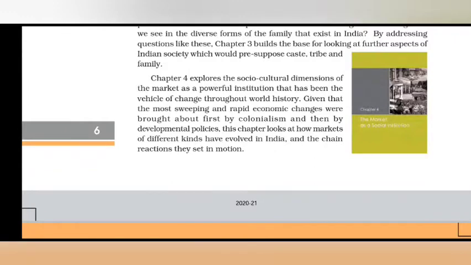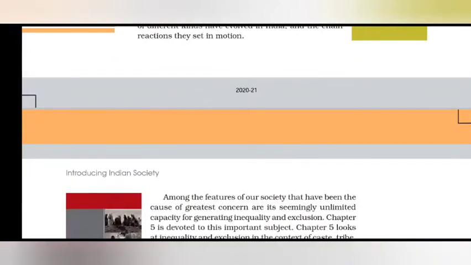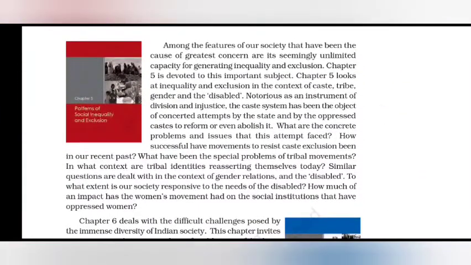Chapter 4 explores the socio-cultural dimensions of the market as a powerful institution that has been the vehicle of change throughout world history. Given that the most sweeping and rapid economic changes were brought about first by colonialism and then by development policies, this chapter looks at how markets of different kinds have evolved in India and the chain reactions they set in motion.